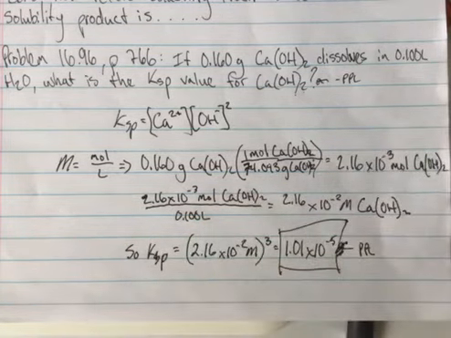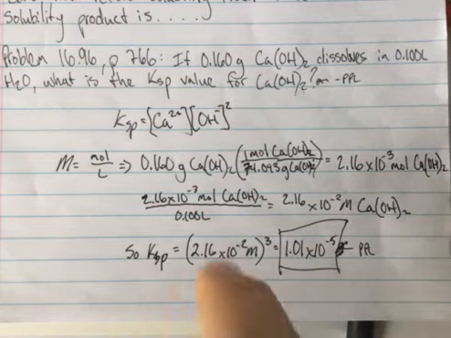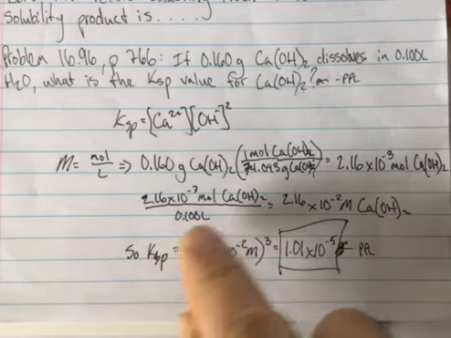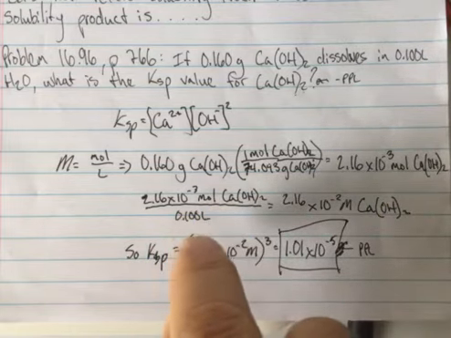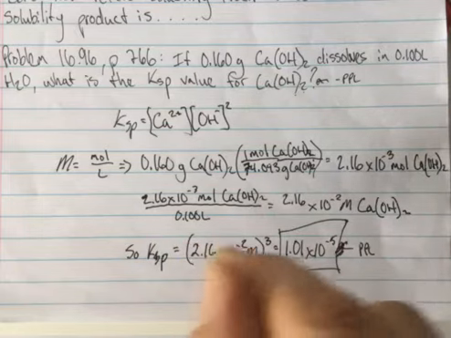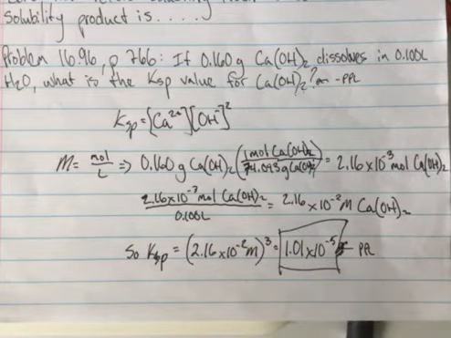You're going to be using the molecular weight for that to do that conversion. Then if we take that amount and divide it by the 0.1 liters, or 100 ml, that it's dissolved in, that's going to give us 2.16 times 10 to the minus 2 molarity of calcium hydroxide.